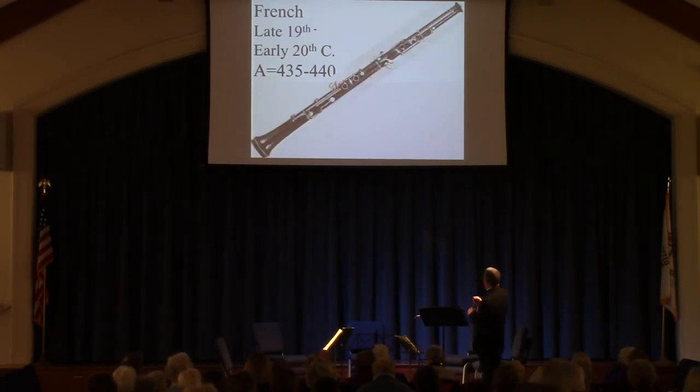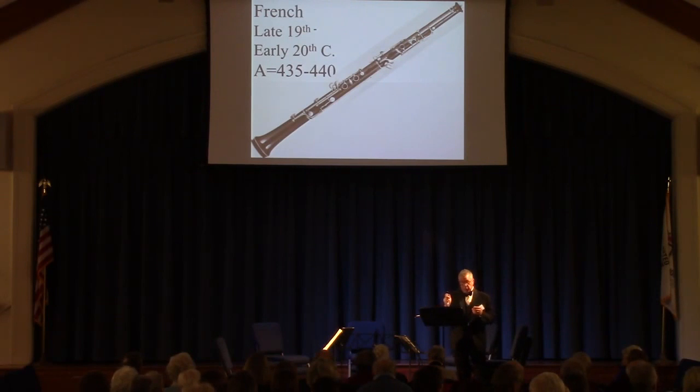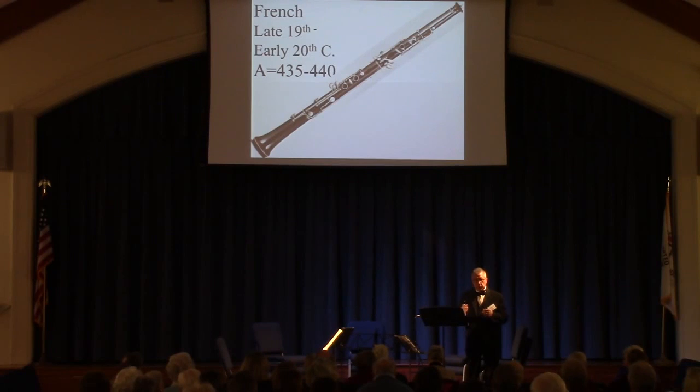Now we move up to the late 19th, early 20th century. This is an oboe, a French oboe, that would have been played by most of the players in Europe, except in Vienna. Now we're going to listen to some historic recordings of oboes, some of the earliest that we have. This is from 1910.